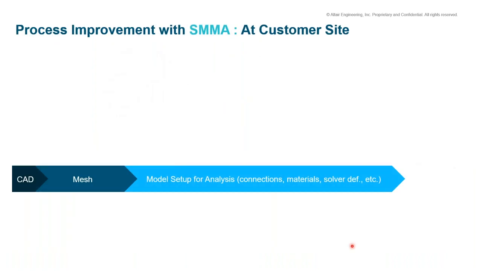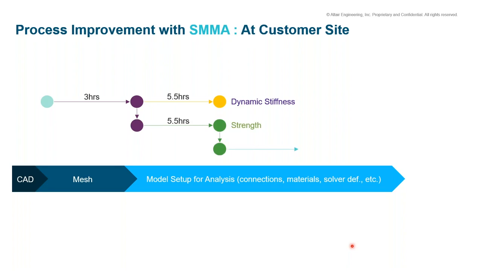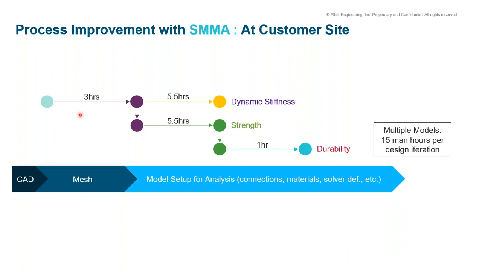This is one of the processes which has been taken at the customer side. Today, this process is in place and people are using this, and this is at one customer side. I'm deviating a bit from the speaker, but just showing you an example of the power of single model multi-attribute, where a customer without a single model multi-attribute has 3 hours in meshing time, and he spends about 5.5 hours to set up the model for different analysis here.